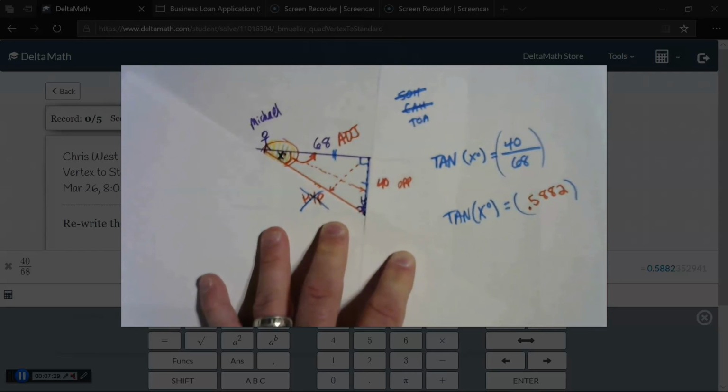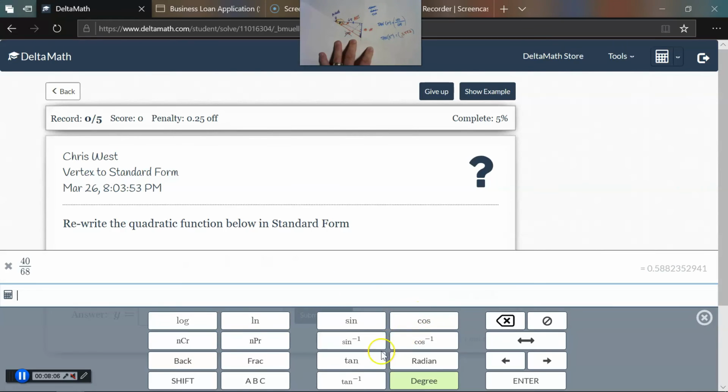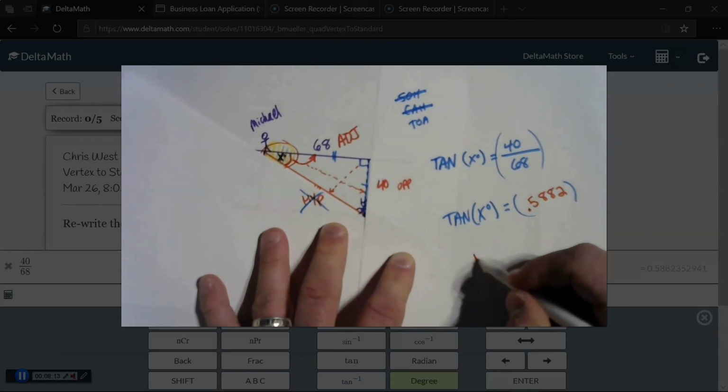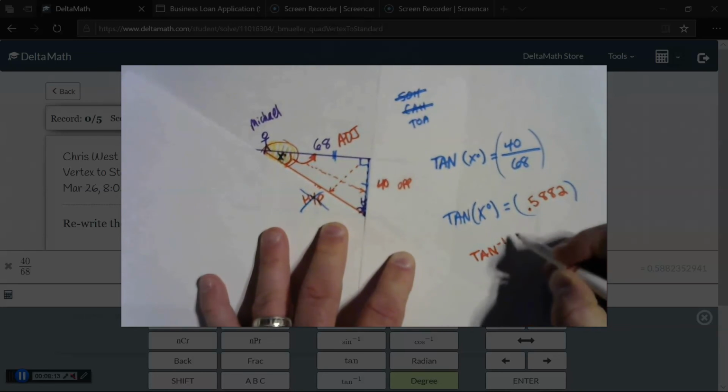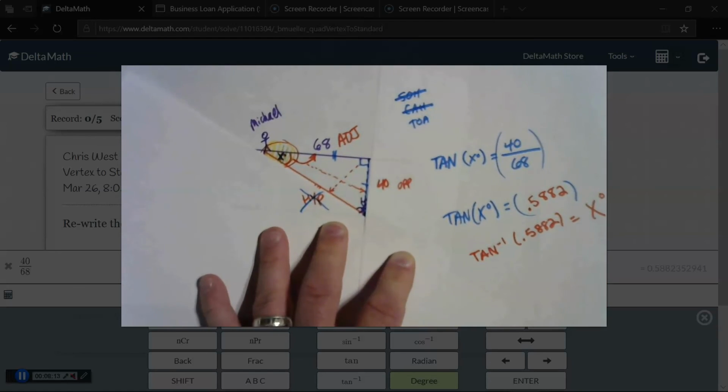Well, we're now going to use inverse trig functions using the Delta Math calculator. Inverse trig, forget this up here, we're using just the calculator down here. We're going to put in functions, and then we're going to look for our inverse tangent. Oh, here it is. Tan to the -1, that's my inverse tangent. And just like on the dot cam, remember it says tangent of x equals 0.5882. So I need to know the inverse tangent of 0.5882. That's going to equal my missing angle.